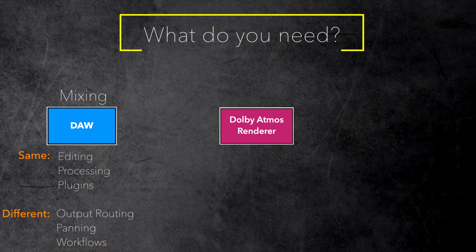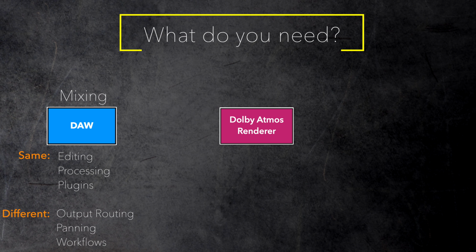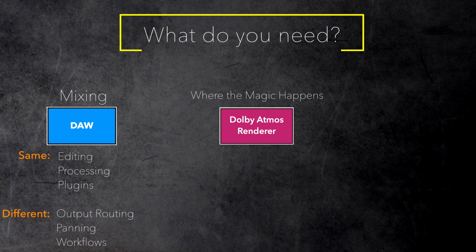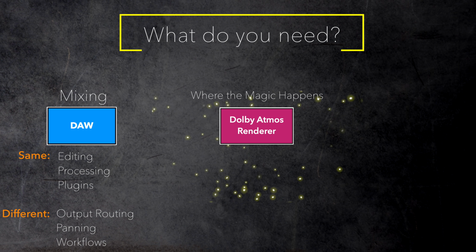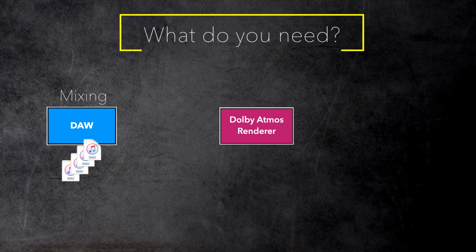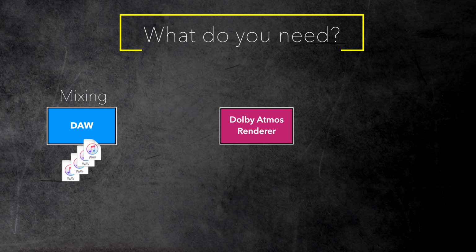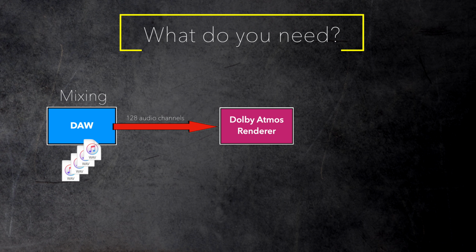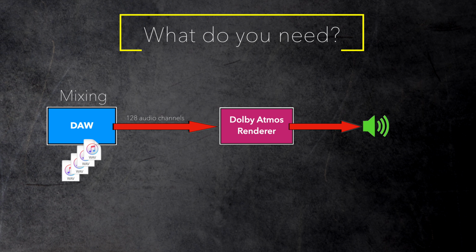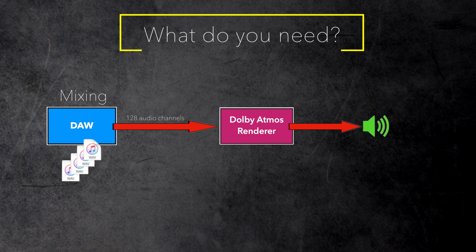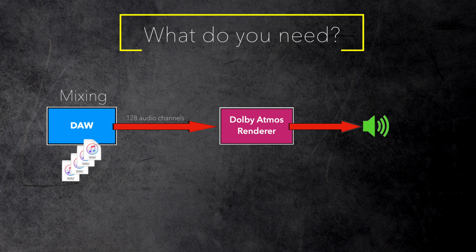The second component for mixing in Dolby Atmos is the so-called Dolby Atmos renderer. That is the software application that lets you transform your boring 2-dimensional stereo mix into an exciting 3-dimensional Dolby Atmos mix. Here is the basic signal flow. Your audio is played in your DAW, where you do the mixing as usual. The DAW routes up to 128 audio channels to the Dolby Atmos renderer. The Dolby Atmos renderer is connected to the speakers, so it's like a daisy chain setup. There are 3 types of setups that determine how these 2 components work together.